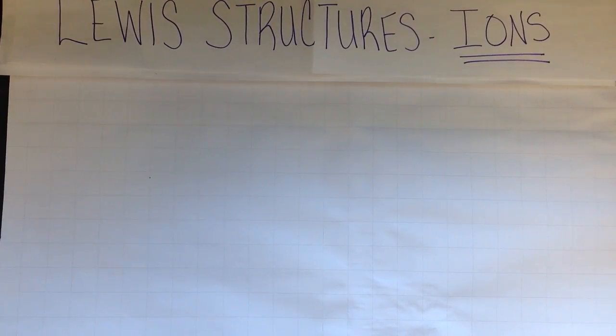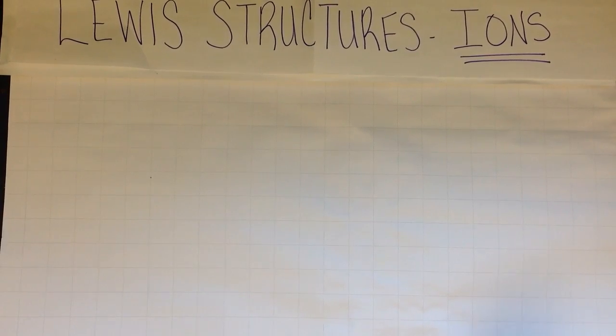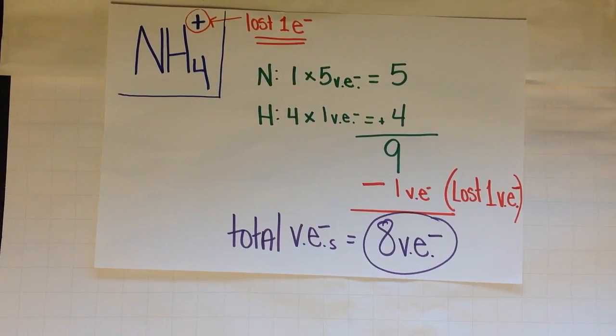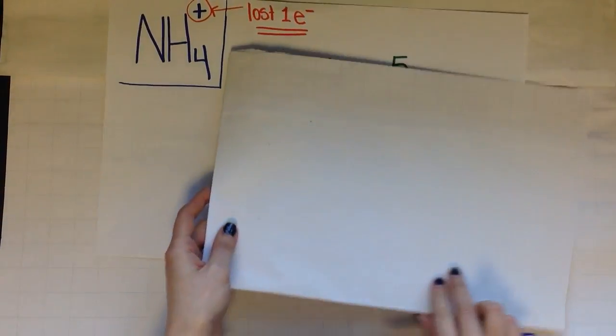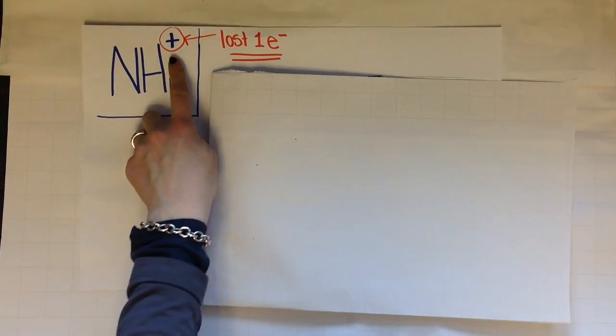This is a flip video about Lewis structures and ions. So let's remember that an ion is a substance with a charge. And let's take a look at our first structure here. We've got NH4 with a positive 1 charge, which is ammonium.